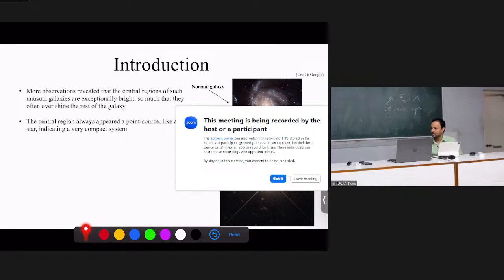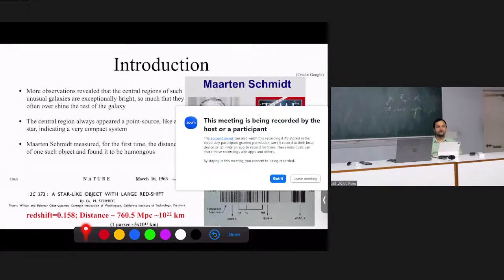One more piece of evidence we got. Then there is a scientist named Martin Schmidt. He passed away last year or maybe two years ago. Back in the 1960s, he took the spectrum of one such unusual galaxy, and this is the spectrum that he observed.